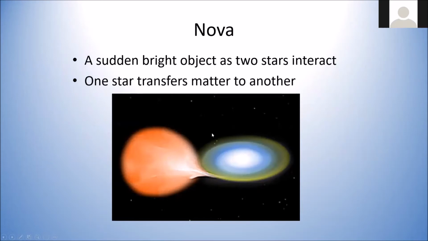Nova. This is when 2 stars interact, and you suddenly notice that one of the stars becomes extremely bright. And the reason is one star is transferring matter to another. Now, you may not realize it, but most stars in the universe are binaries, 2-star systems. They form very commonly, 85% of the stars they believe are 2-star or binary star systems.